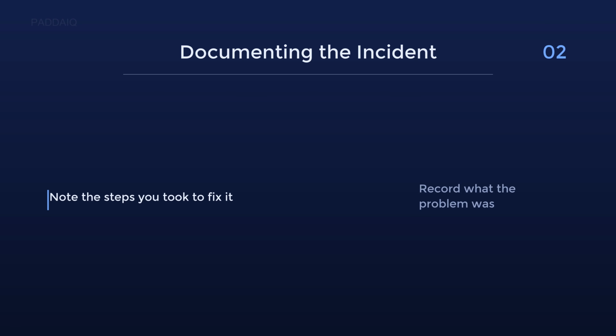Note the steps you took to fix it. This means writing down each action you performed during troubleshooting. For example, if an app crashed, document that you first restarted it, then checked memory usage, and finally scaled resources. This creates a reliable record for future reference, saving time and preventing repeated work.